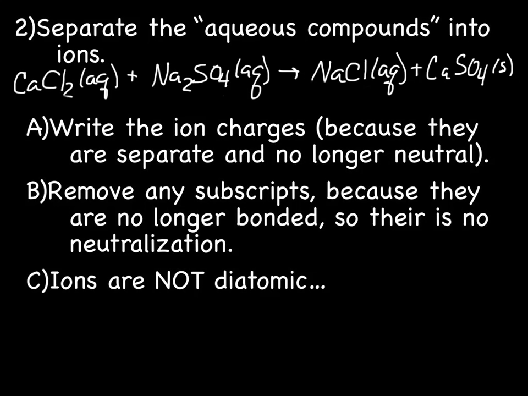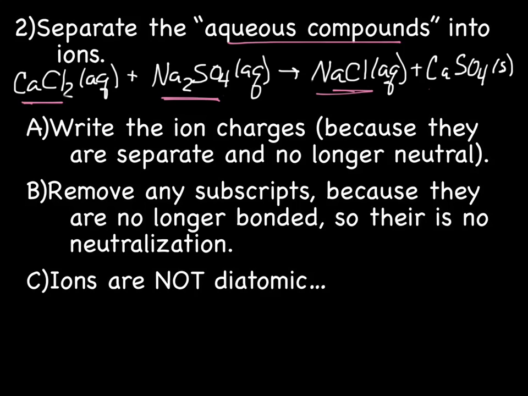We've finished the double replacement portion of the equation, so now we need to finish this up. The next step is to separate the aqueous compounds into ions. Remember, an aqueous compound really means you don't have a compound anymore, you just have ions floating around in the water. So we're going to have to separate out CaCl2 because it's aqueous, Na2SO4 because it's aqueous, NaCl because it's aqueous, and not CaSO4 because it's a solid.